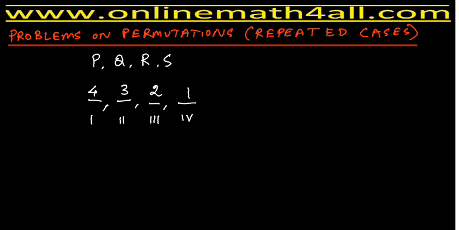Students, please do understand. We have 4 options for the first blank, that is P, Q, R, S. Even though we have 4 options, only one letter is fixed in the first blank. So 3 letters will be remaining. The second blank has 3 options, so I write 3. Even though we have 3 options for the second blank, we fix only one. So we'll have 2 letters remaining for the third blank, so I write 2. Even though we have 2 options for the third one, we fix only one.